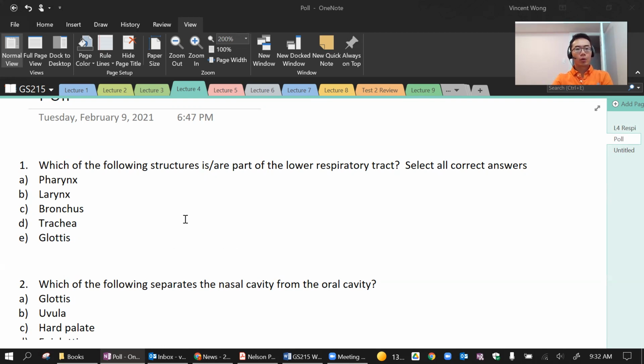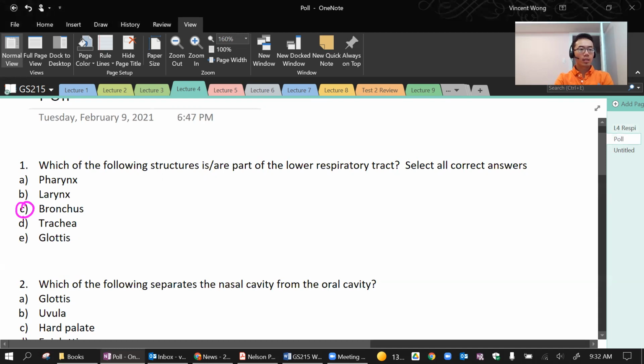So the lower respiratory tract would be bronchus and trachea. Everything else is part of the upper respiratory tract. Remember the cutoff is the larynx. The larynx is the last part of the upper respiratory tract. Okay, let's try the next one.